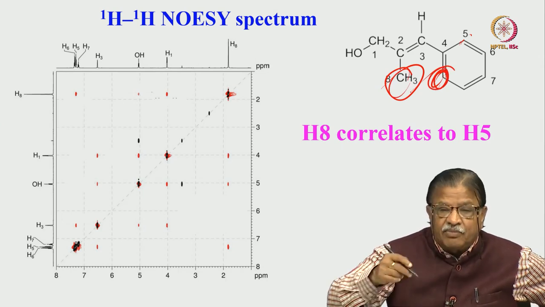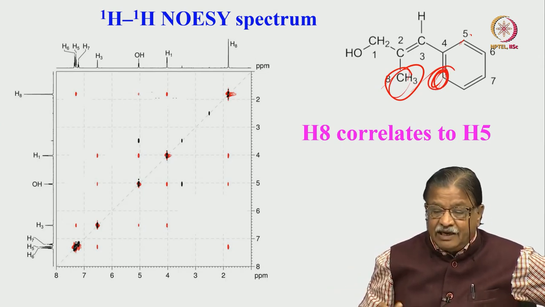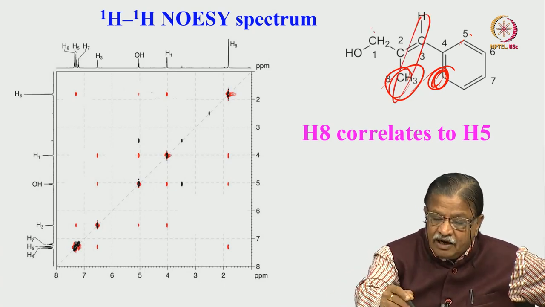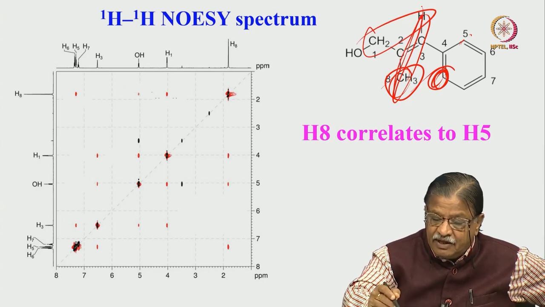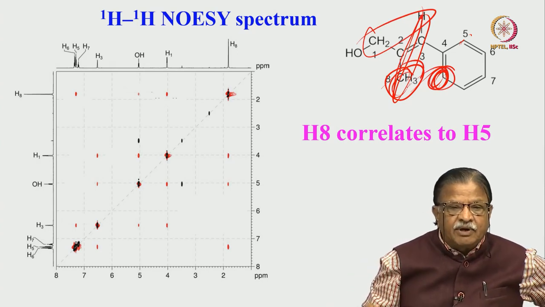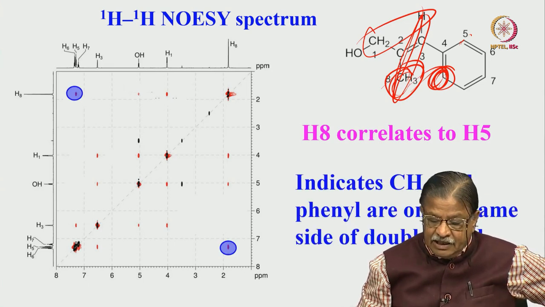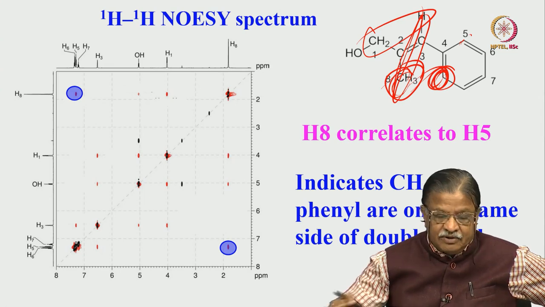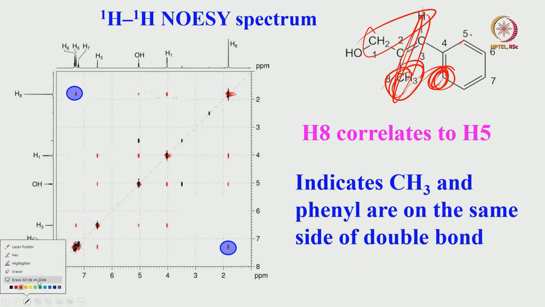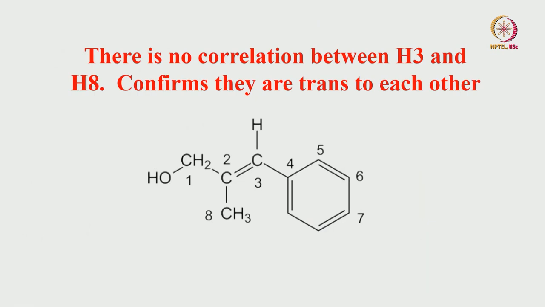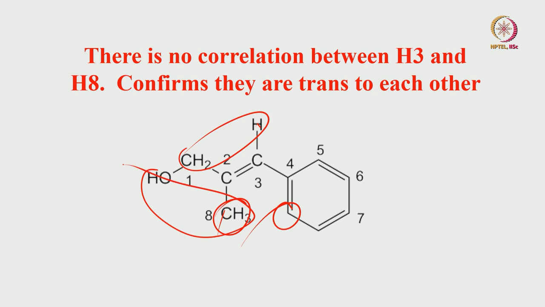This CH3 is correlating to the aromatic proton H5, which clearly tells me these two are trans to each other, because there is a correlation between this and this, and no correlation between this and this. All this tells me CH3 and phenyl are on the same side of the double bond. So this clearly gives me the idea about the geometry of this molecule. There is no correlation between H3 and H8, because they are trans to each other. Very easily using this information, you can fix the geometry of this molecule. That tells me CH3 and H are trans to each other.